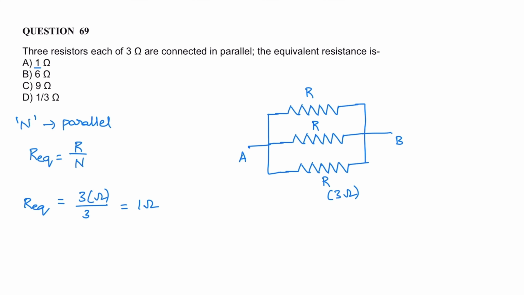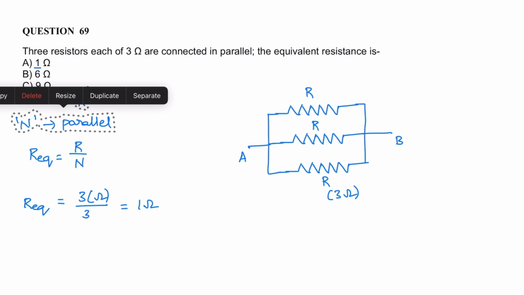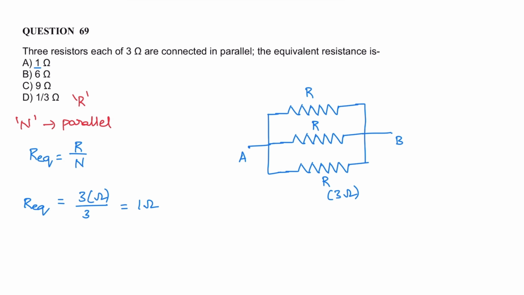If there are n resistors, each having the resistance R, all connected in parallel, then R equivalent is R by N, that is 3 by 3, hence it is 1 ohm. Correct option is A. Next question.